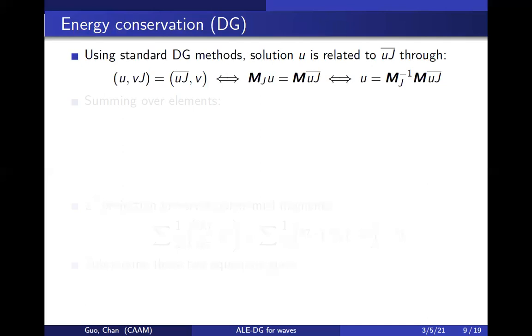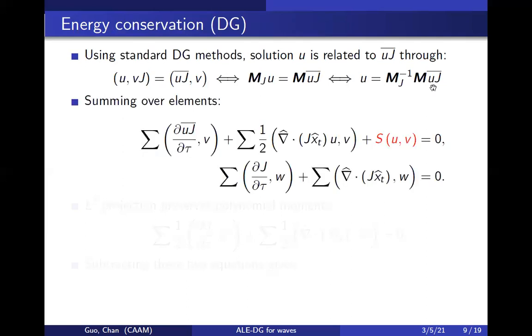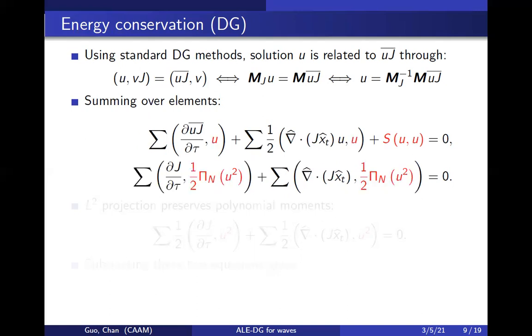Now let's talk about energy conservation. If we compute U from UJ bar and J using the standard DG method, which means U is related to UJ bar through the following relationship, in this case U is computed by M_J inverse times M times UJ bar. So we sum the ALE DG formulation over elements, and we obtain the following equations. In this case, we will take the test function v equal to U, and w equal to 1/2 times the projection of U squared. And we can simply ignore this skew-symmetric term in U because it is equal to 0.